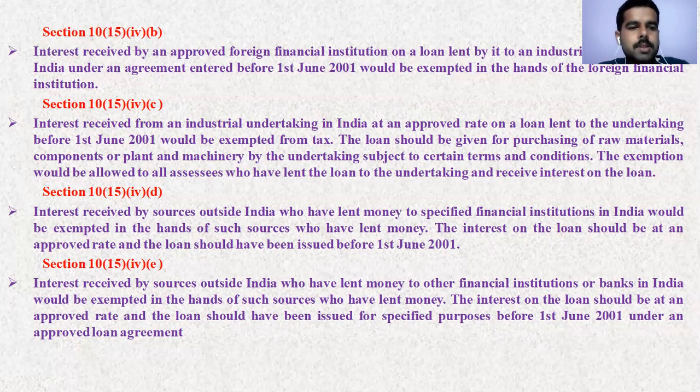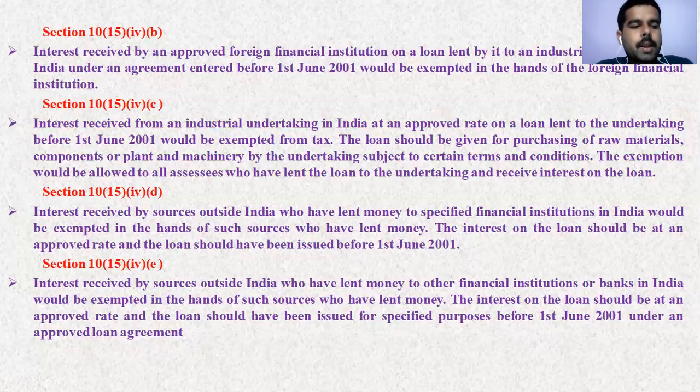The next one, interest received by sources outside India who have lent money to specified financial institutions. Interest received by sources outside India, who have lent money to specified financial institutions in India, would be exempted in the hands of such sources who have lent money. The interest on the loan should be at an approved rate and the loan should have been issued before 1st June 2001. Okay, the approved rate will be there. The rate is fixed in advance only. On that rate only, if they receive the interest, then only it is applicable.